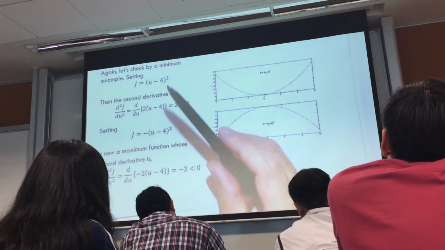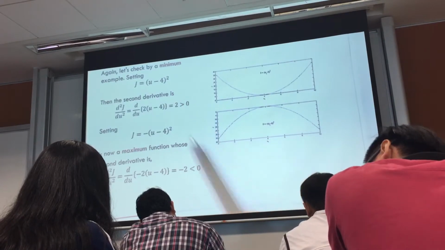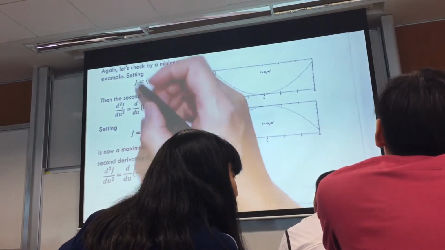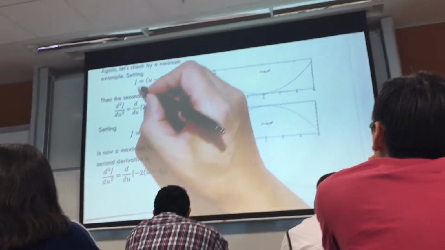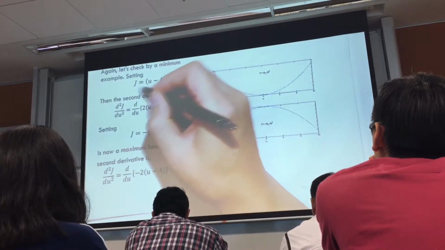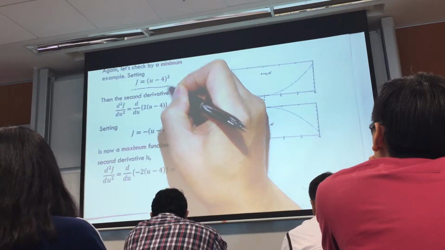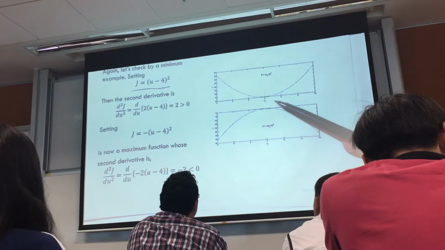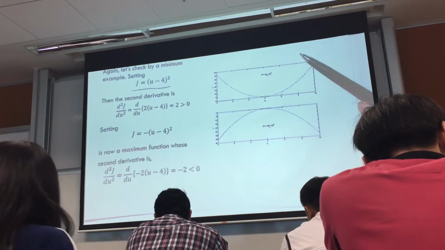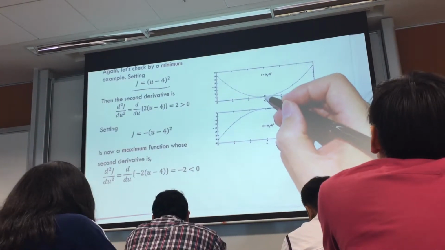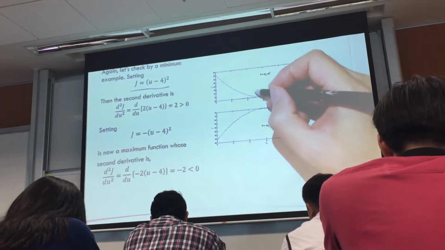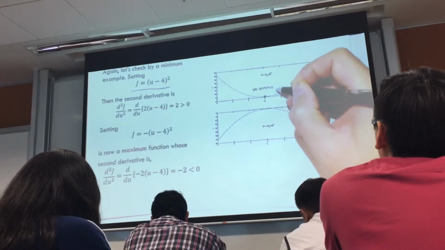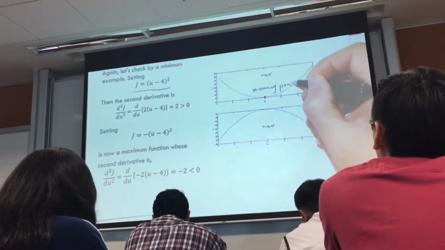So the idea can be further illustrated in a simple example. For the cost function, if we define this cost function to be J equal to (u minus 4) squared, the function will have a shape like this. So we have a minimizing point. This point is the minimizing point.